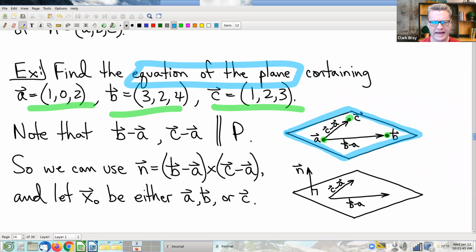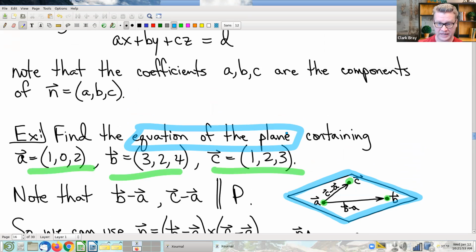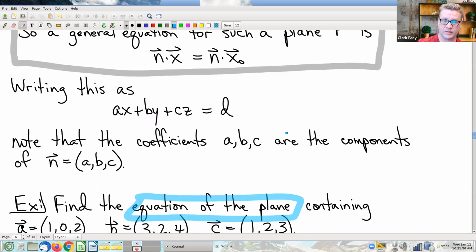Okay, so what do we have? We have the 3 points. What do we need? I want the equation of a plane. Well, to find the equation of a plane, I need to know the normal vector, and I need to know a point in the plane that I can call x naught to help me compute the right-hand side. Okay, so that's what I need.